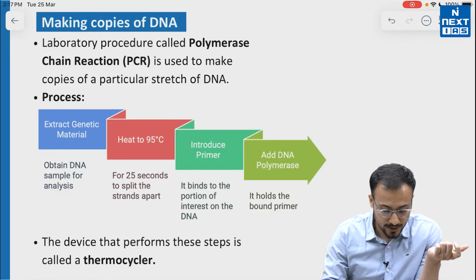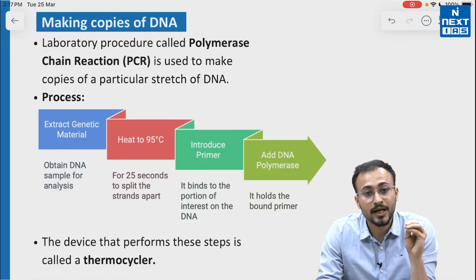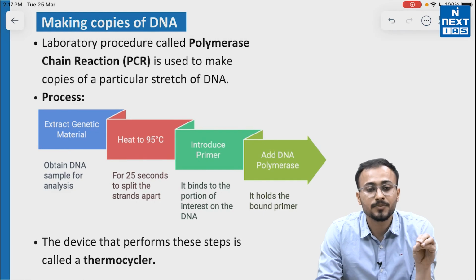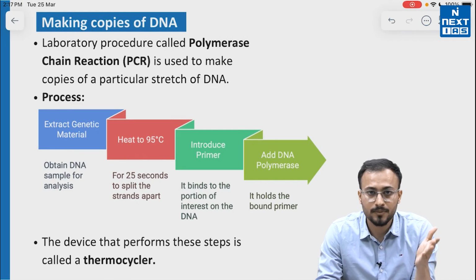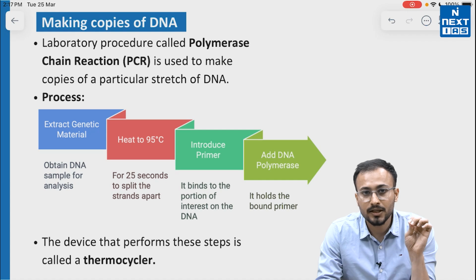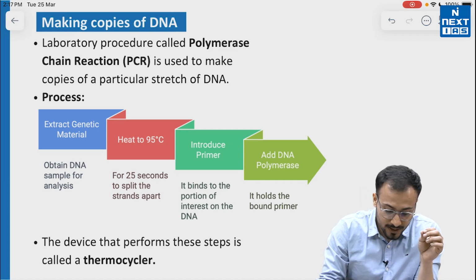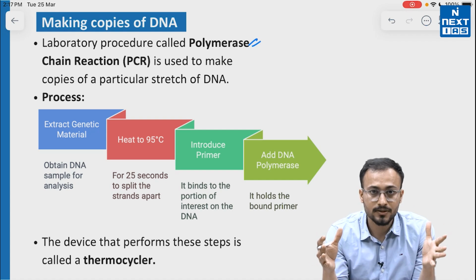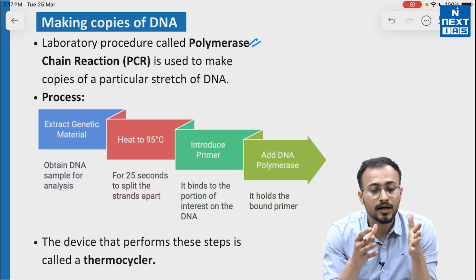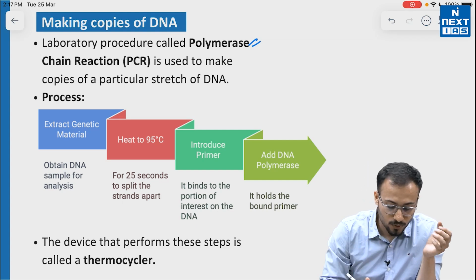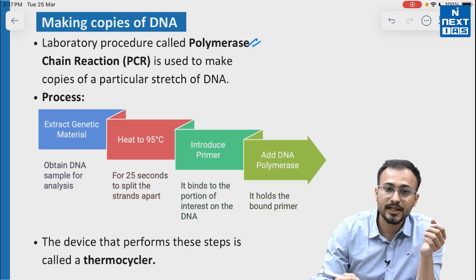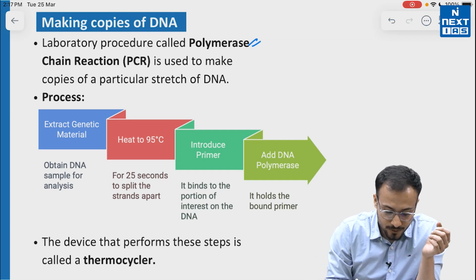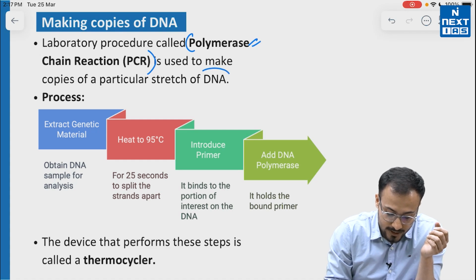Then, making copies of DNA. Whenever we try to diagnose which particular disease is spreading and what is the DNA of the virus, for example in COVID, we took samples from the patient, and then using polymerase chain reaction, we used to increase the number of DNAs of the particular sample and then test it and verify which species this virus or bacteria belongs to. So copies of DNA help in better detection. A laboratory procedure called polymerase chain reaction is used to make copies of a particular stretch of DNA.